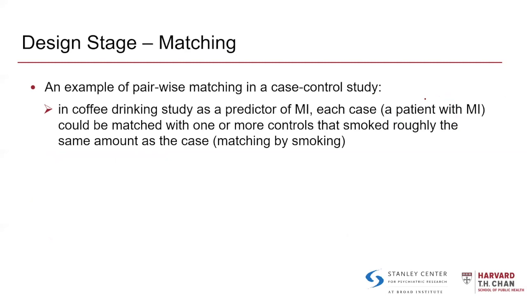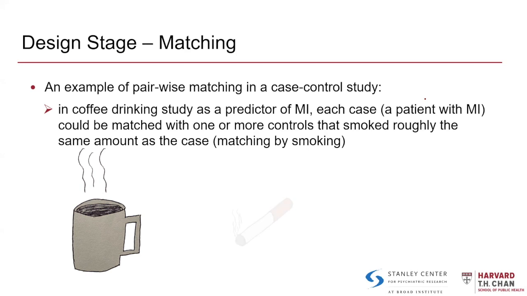So let's look at an example. This is an example of a pairwise matching in a case-control study. In this study, the investigators were interested in looking at if coffee drinking is a predictor of myocardial infarction. The investigators decided each case, in this case patients with myocardial infarction, could be matched with one or more controls that smoked roughly the same amount as cases.